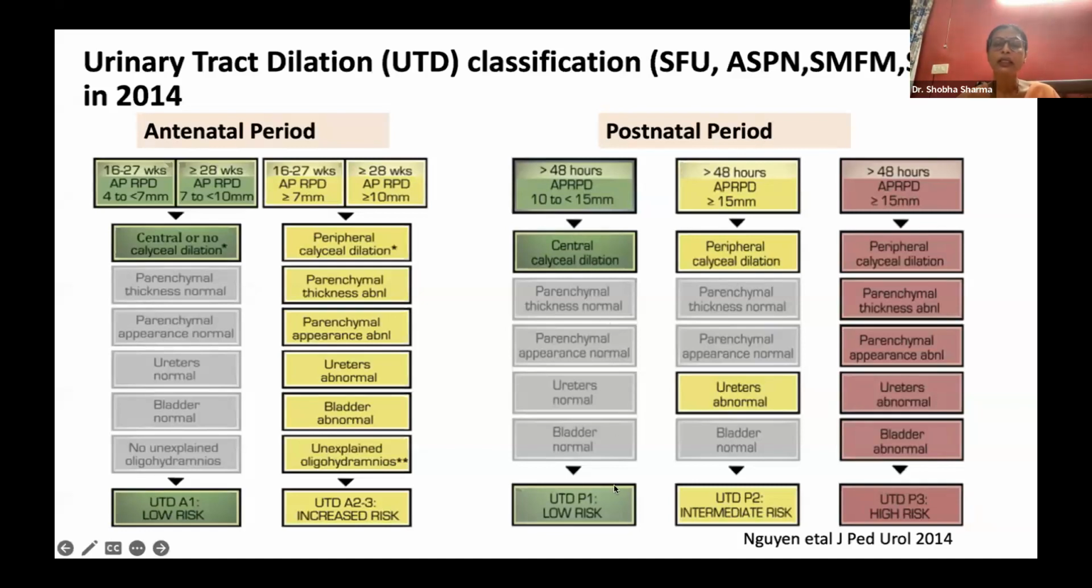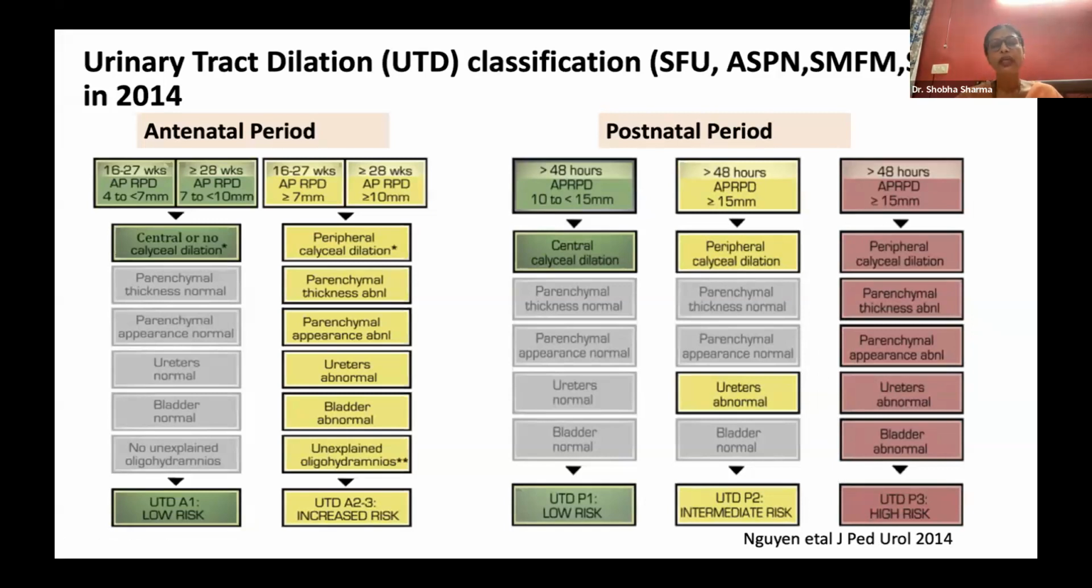So if there is a central dilatation only, it can be taken as a lower risk group, whereas if there is any peripheral dilatation or ureter abnormality, it automatically goes to an intermediate risk group. And if in addition to the peripheral calyceal dilatation or ureteric abnormality, any other abnormality is there, even if there is no peripheral dilatation or ureteric abnormality, here it is very important that we should know that the findings which are there in the severe group, that is high risk group, if they are present in the absence of the intermediate or lower risk group findings, even then they will be classified as the high risk group. So if there is parenchymal abnormality or thinning of the parenchyma, or there is a bladder abnormality, it automatically goes to a high risk postnatal severity classification. I think I have made it clear.